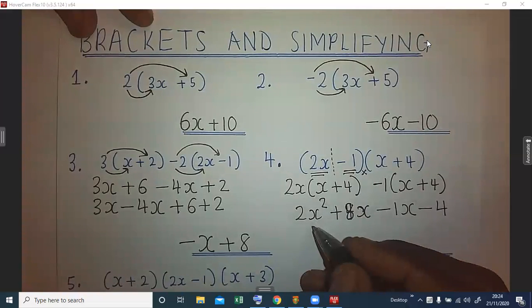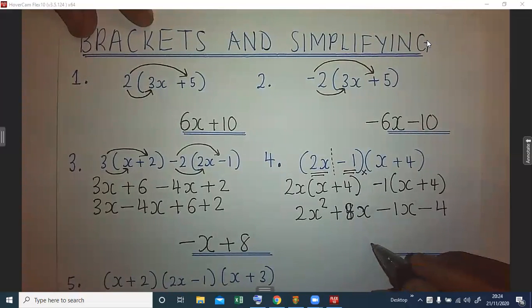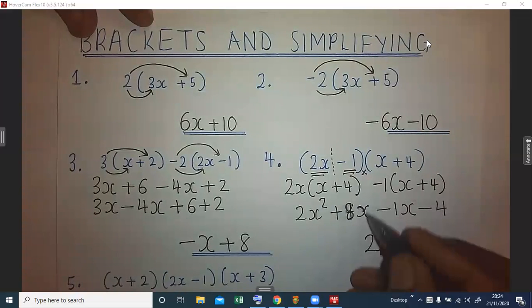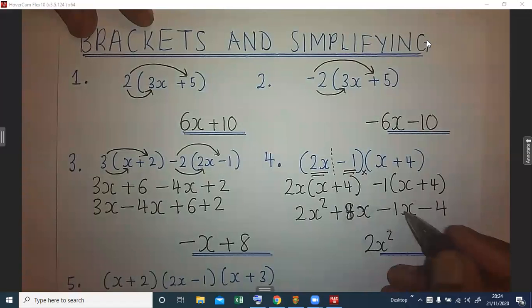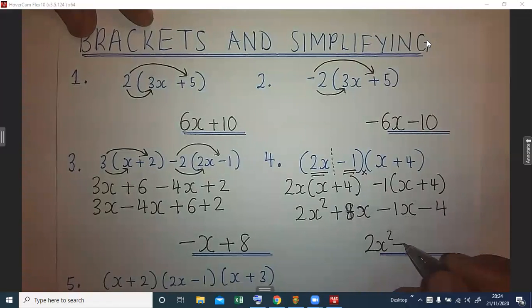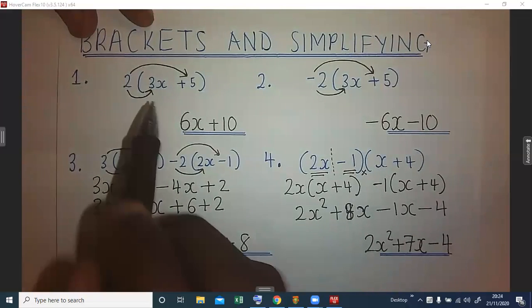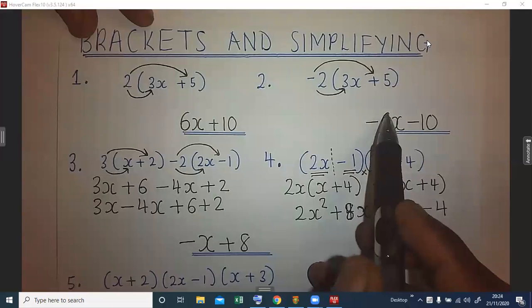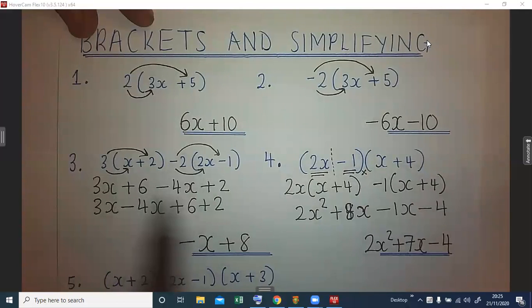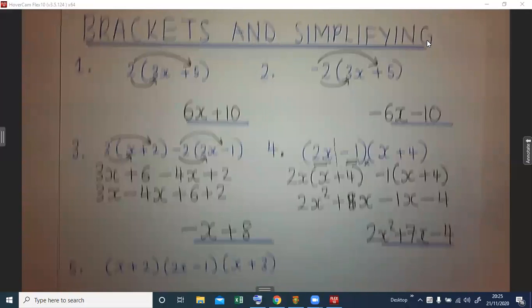2x squared is alone, so we shall bring it to the answer, 2x squared. But here we have 8x minus 1x, we shall get 7x. And then -4 is alone, so we shall bring down -4. So in this case, we have managed to see how to open a bracket, and then how to open brackets and simplify. That's what we have seen in these two examples.